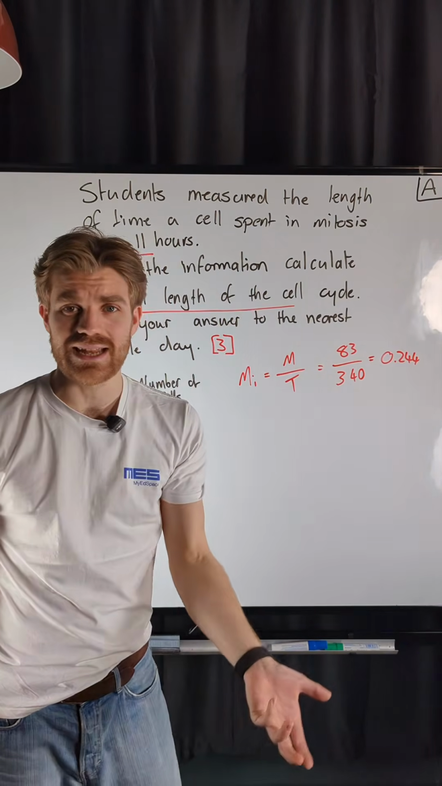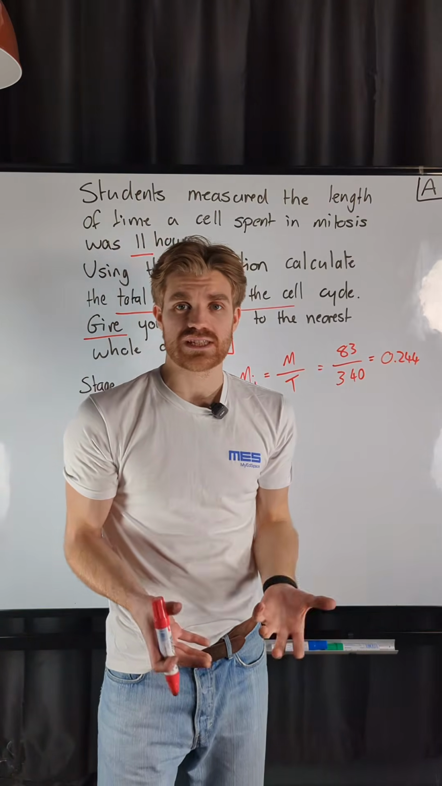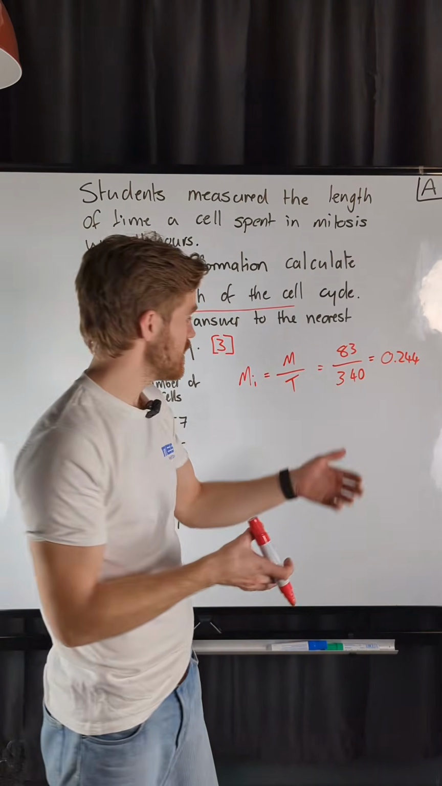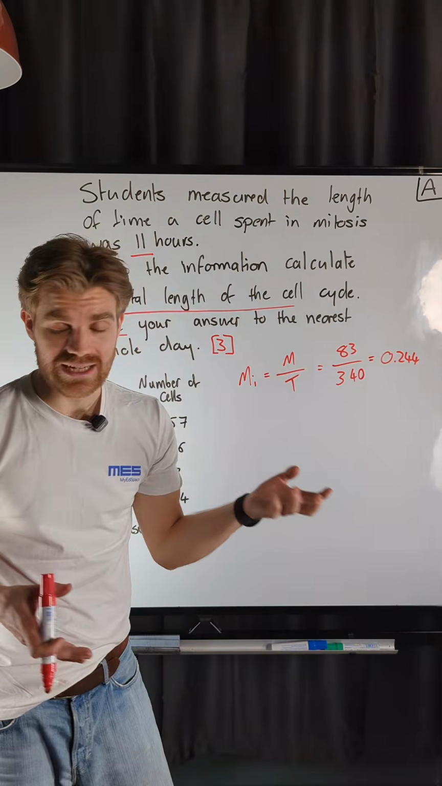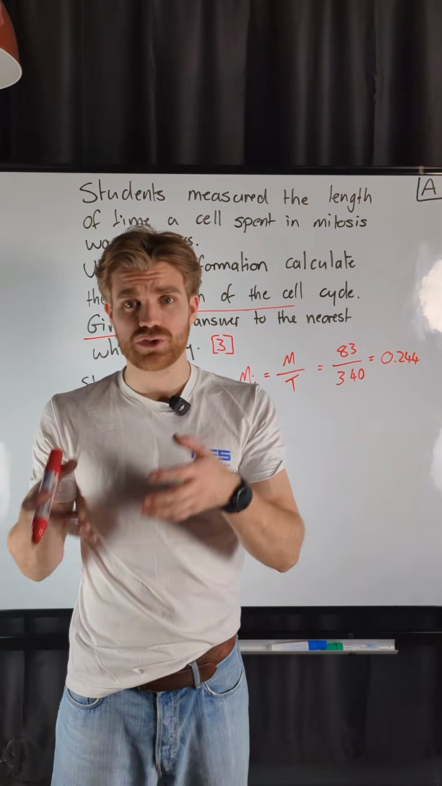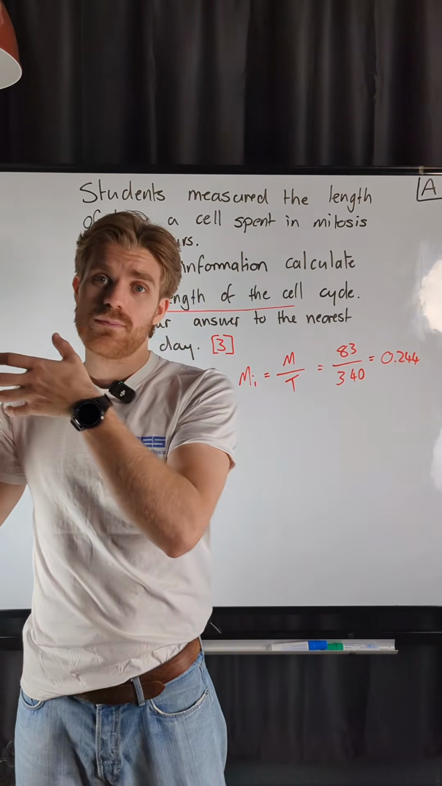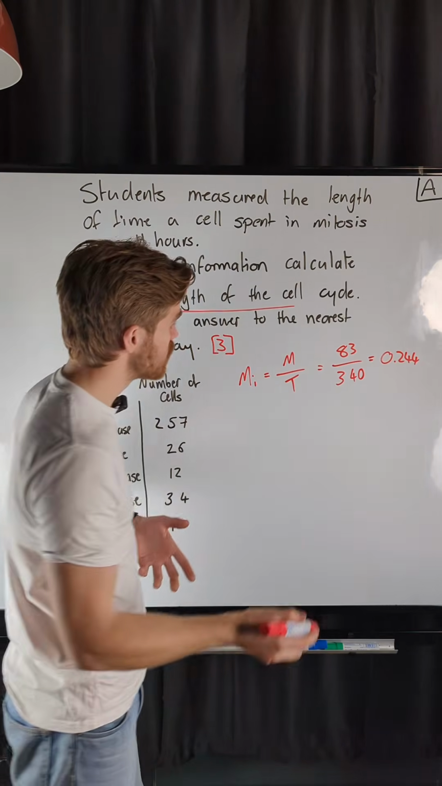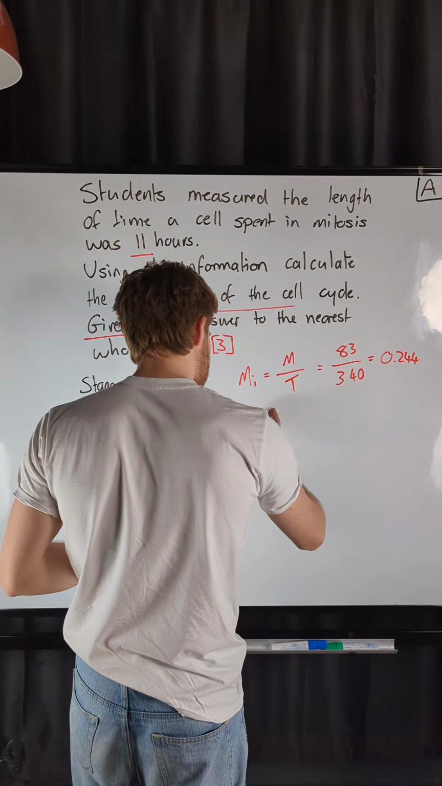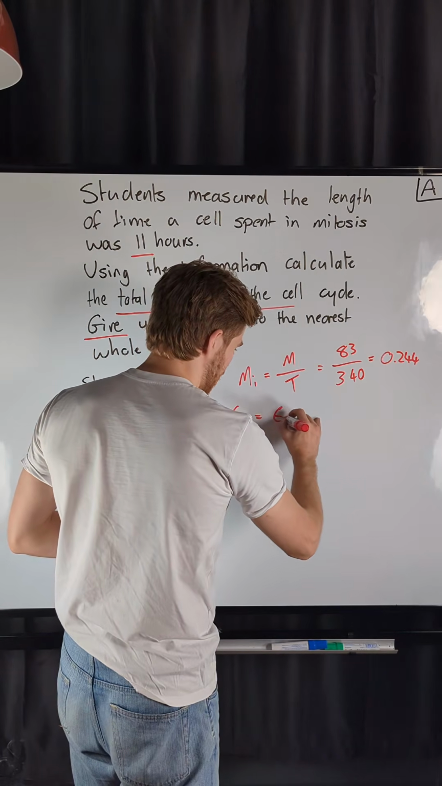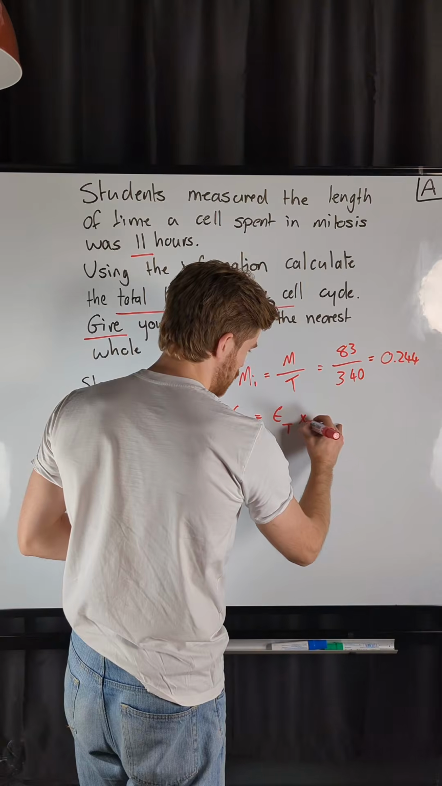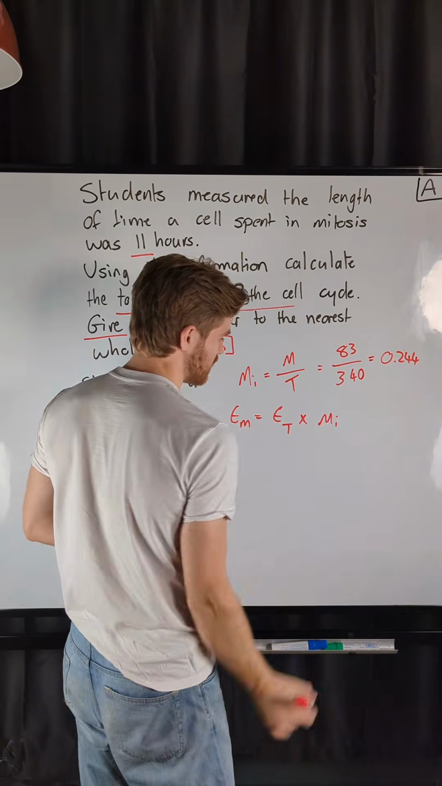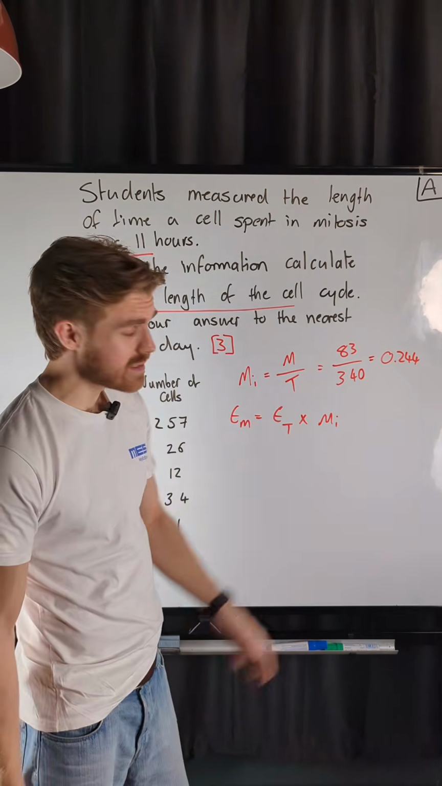How do I then use my mitotic index to calculate the total length of the cell cycle? Well, the mitotic index is what proportion of the cells are actively dividing. And the proportion of cells that are actively dividing is going to be proportional to the length of time in the cell cycle, the length of time for mitosis. So our time for mitosis is equal to our total time multiplied by our mitotic index. So I can now plug in some values.